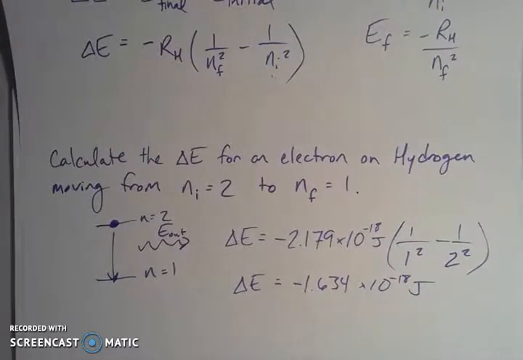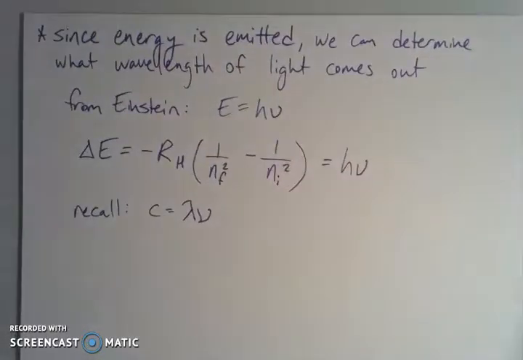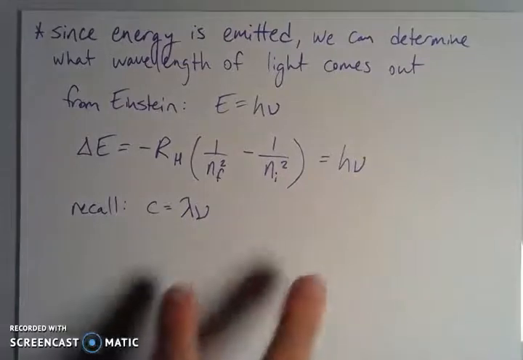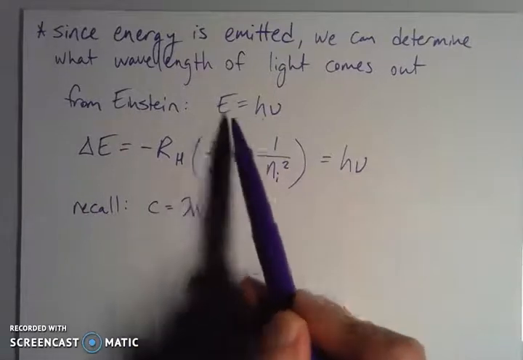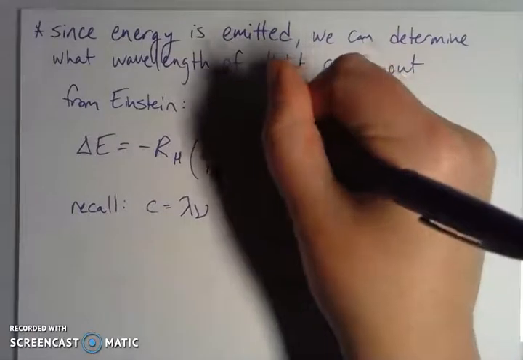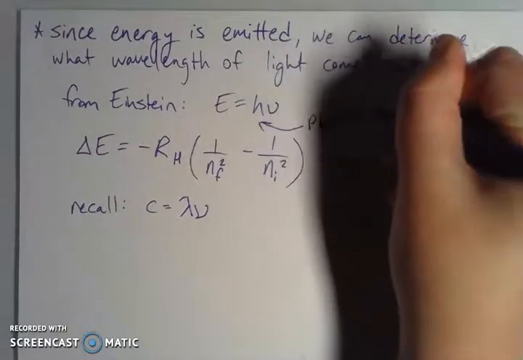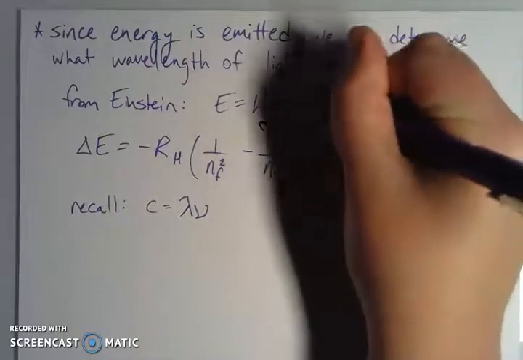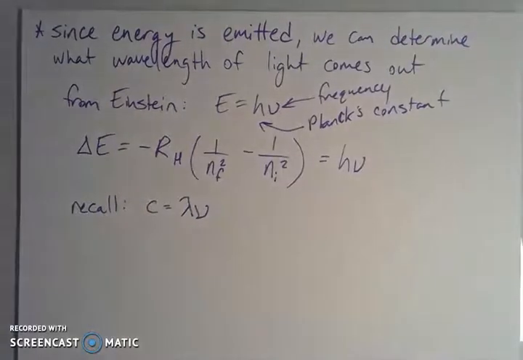Now that's all well and good. Maybe we don't have our heads around what energy actually is and how it relates to the light that comes out. And since the energy is actually emitted, we can determine the wavelength of the light that comes out. So Einstein says that we can relate the energy to the frequency. So h here, of course, is Planck's constant. And our nu there is our frequency. And of course, E for energy.